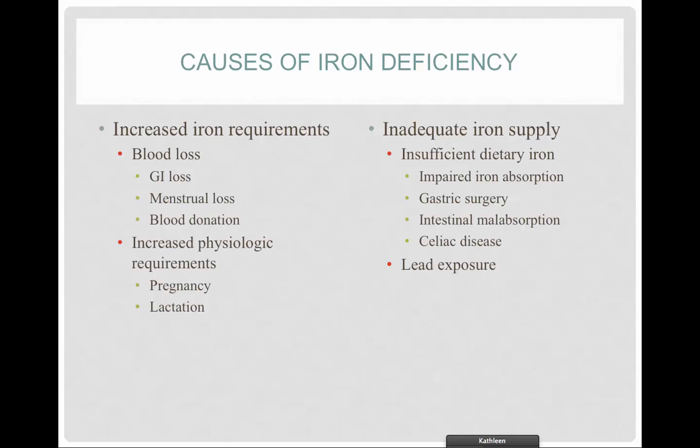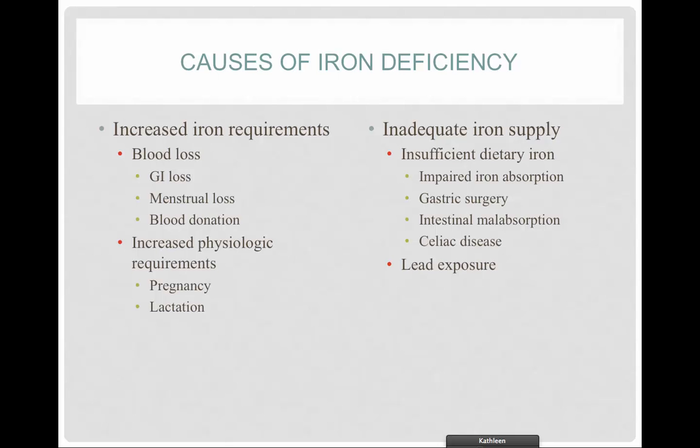Blood loss: GI loss, menstrual loss, blood donation. Increased physiological requirements such as pregnancy and lactation. Inadequate iron supply, insufficient dietary iron. Impaired iron absorption can be one of the reasons. Gastric surgery: when you bypass the duodenum on the gastric bypass, that is the area of absorption that you're bypassing. So that's why patients who have had gastric bypass have iron deficiency anemia.